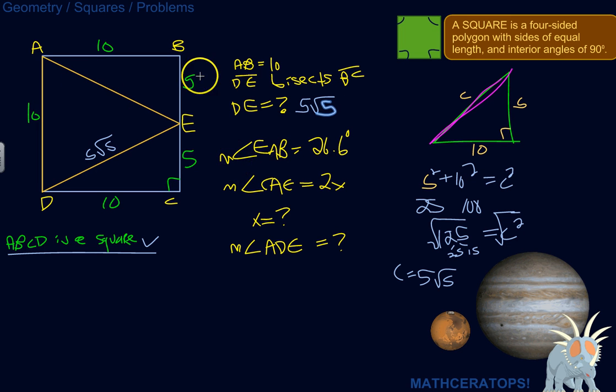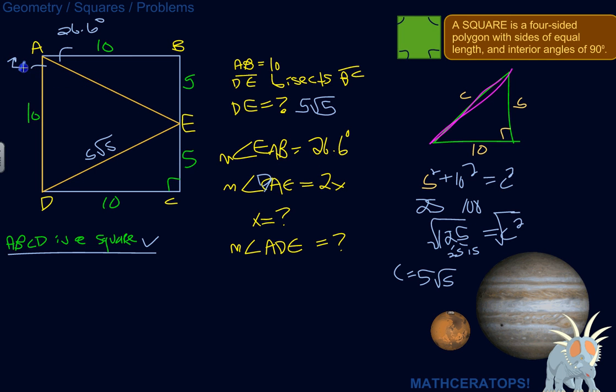Alright, the measure of angle EAB is 26.6 degrees. EAB, 26.6 degrees. Measure of angle CAE, sorry, I think that's supposed to be DAE. Measure of angle DAE. I switched some things around. Forgot that one. Sorry about that. DAE is 2x.